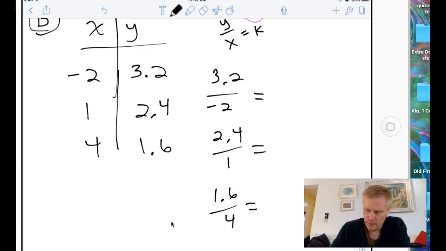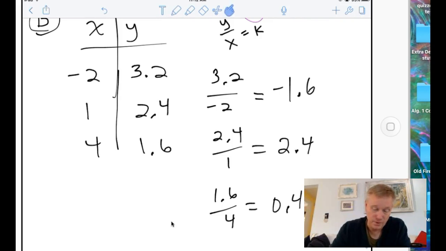So this one, 3.2 divided by -2 is -1.6. 2.4 divided by 1 is itself. Anything divided by 1 is itself. 1.6 divided by 4 is 0.4. So these numbers are not the same.